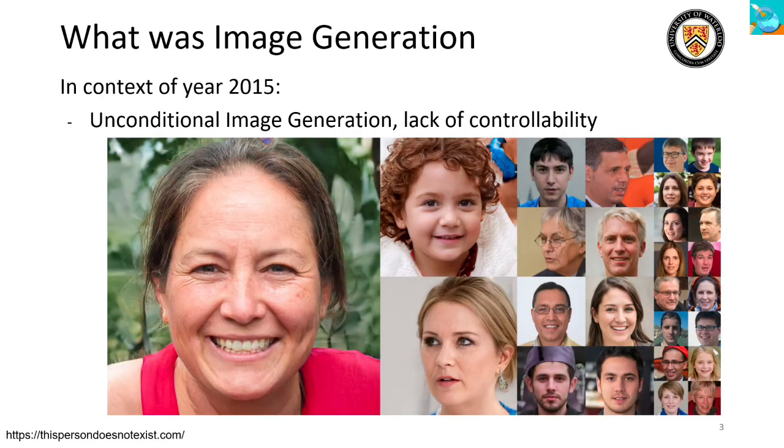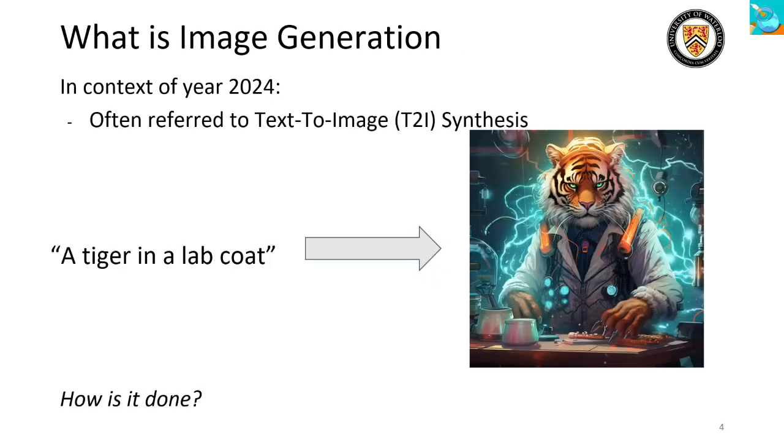So what was image generation? In the context of year 2015, it was all about unconditional image generation, which, as you can see here, those generated images of human faces are uncontrollable. So there's a lack of controllability. And nowadays, image generation is often referred to as text-to-image synthesis, where you can see here we have a text, and with the text, we can synthesize an image that is aligned to the text.